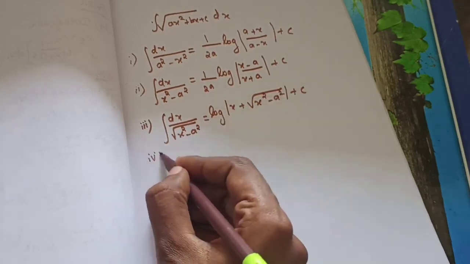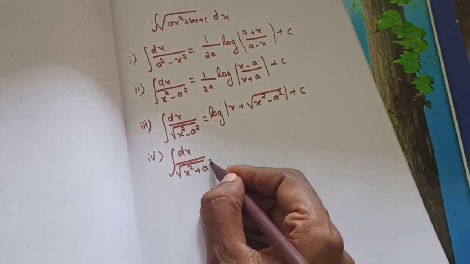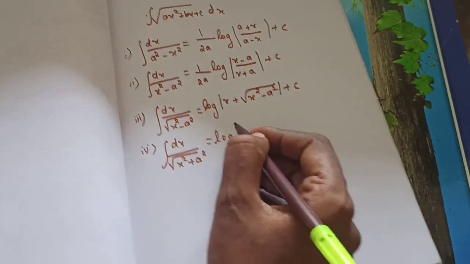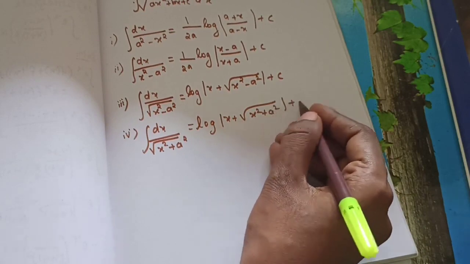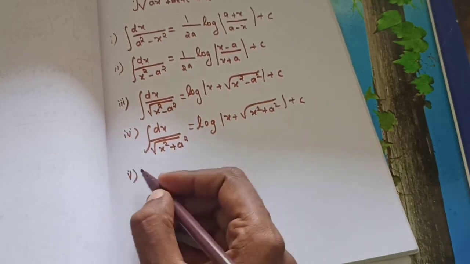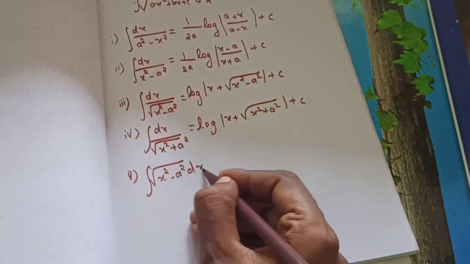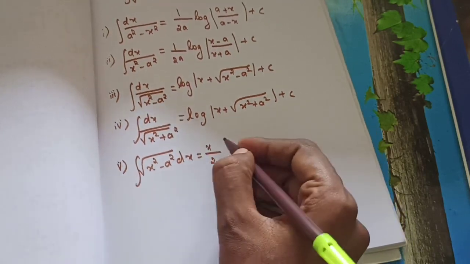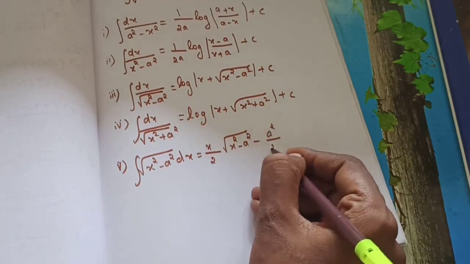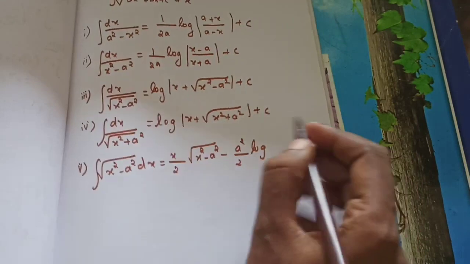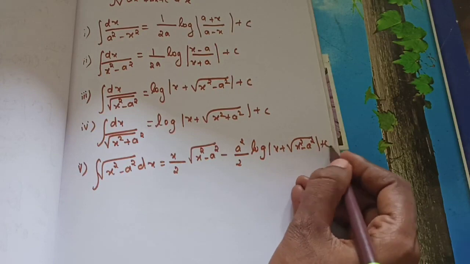Then the third formula is integral of dx divided by square root of x square minus a square is equal to log of modulus x plus square root of x square minus a square plus c. Then the fourth formula is integral of dx divided by square root of x square plus a square is equal to log of modulus of x plus square root of x square plus a square plus c.